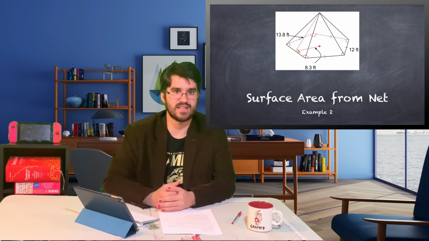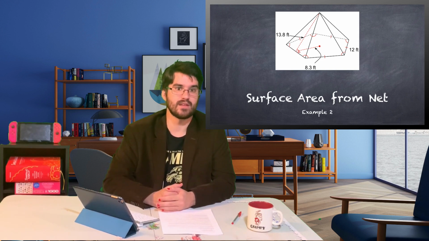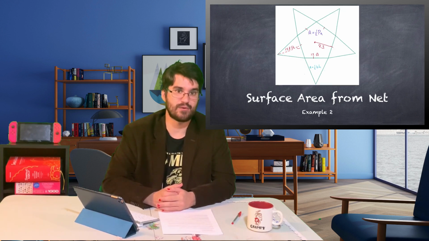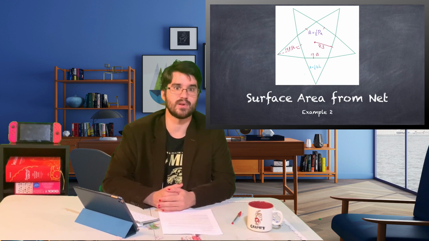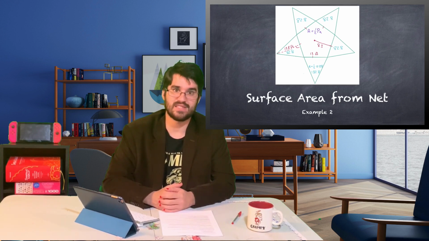I'm going to repeat the process for this second example. This one is a pentagonal pyramid. So that means I have 5 triangles I need to find the area of, which is 1/2 base times height. And then I have the pentagon at the base I need to find the area of, which again is 1/2 times the perimeter times the apothem. The base of the triangle is 12 meters, and they are 13.8 meters tall. So that means the area is 1/2 times 13.8 times 12, which is 82.8 square meters.